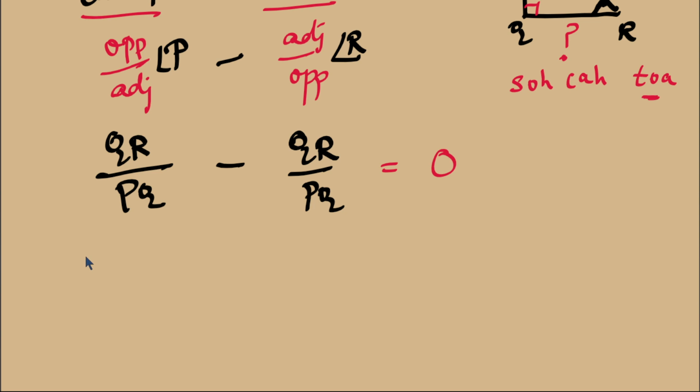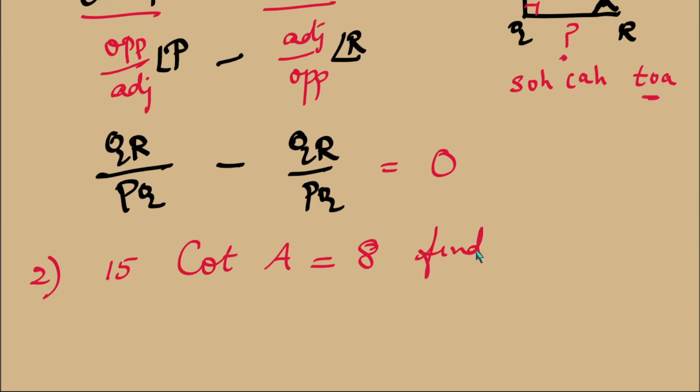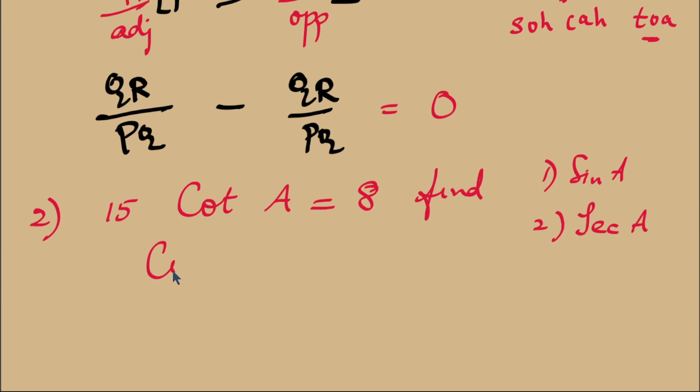And one more problem, the second problem. Let's do 15 cot A. 15 cot A is given to be equal to 8 and we've been asked to find 1, sin A, and 2, secant A. Okay, let us do it. So 15 cot A is equal to 8 means cot A is equal to 8 by 15. And what is cot A? It is adjacent by opposite. So 8 by 15 is adjacent by opposite.